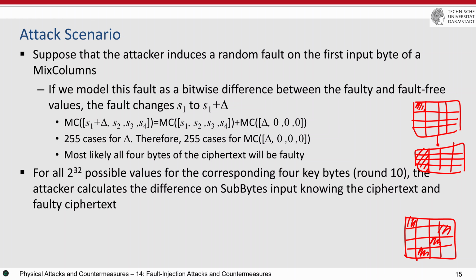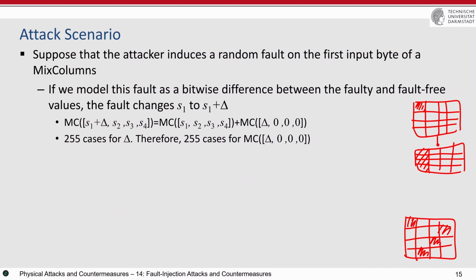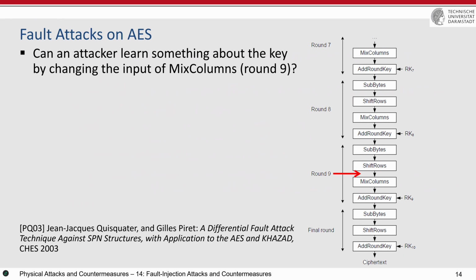And one fact is that all 2 to the 32 possible values for the corresponding 4 key bytes for round 10, keep in your mind here. We actually attack here this last round key. And what we will see later, this is completely ignored. And what we are doing here is independent of the value of the round key, because what we said is that delta is the fault which is injected here.